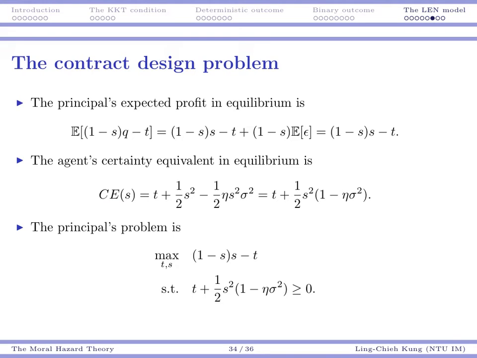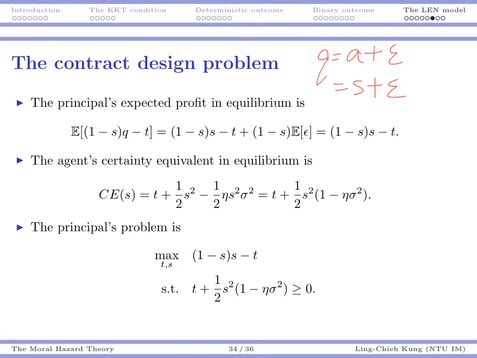Okay, so now it's time to study the principal's contract design problem. The principal's expected profit is this one. The random profit is (1 minus s) times q minus t. Q is the random outcome. 1 minus s is the share to the principal. T is the fixed payment. In equilibrium, we will have q equals a plus epsilon, which is just s plus epsilon.